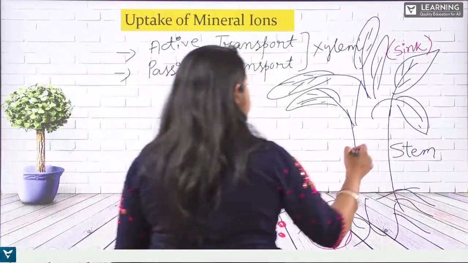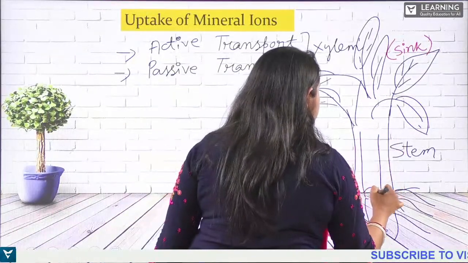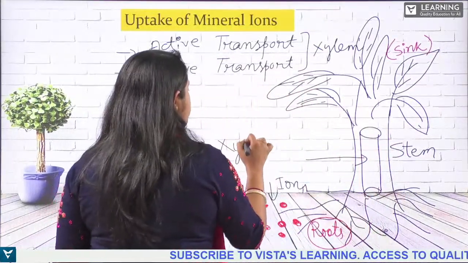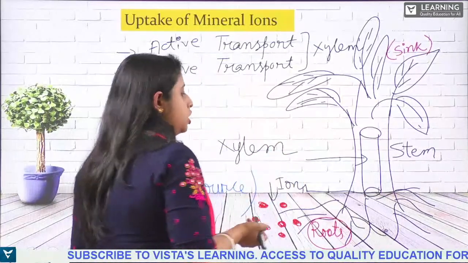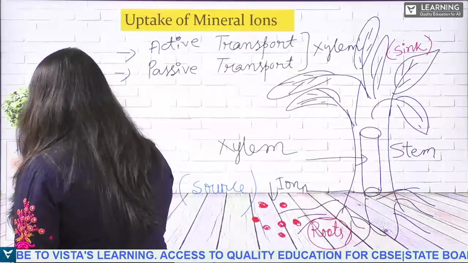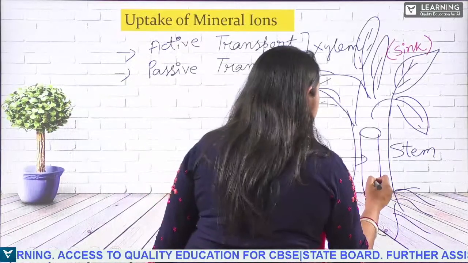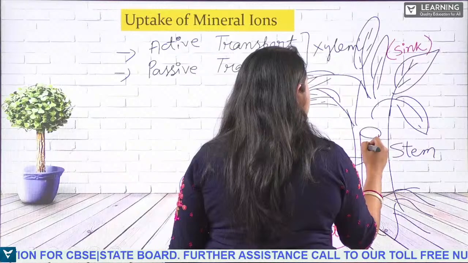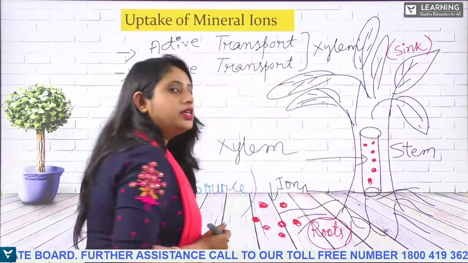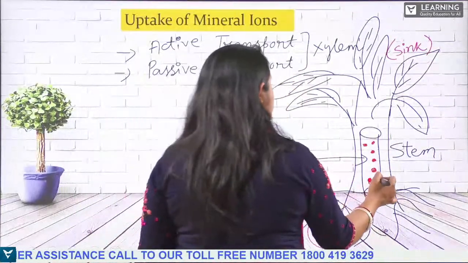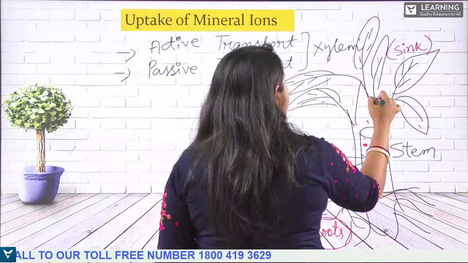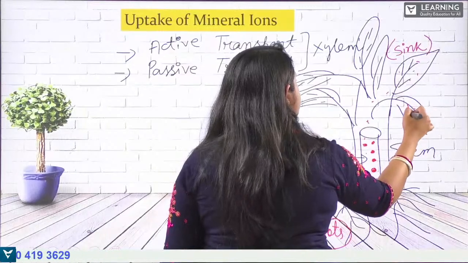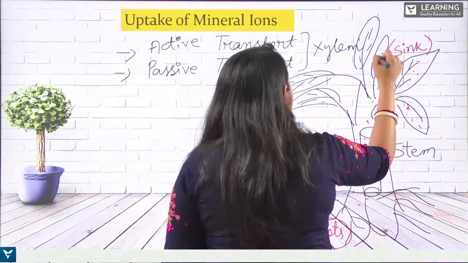It is the xylem. Here the xylem tissue is present. This is the xylem tissue. It will be carrying all the minerals through the trachea. Trachea is a non-living cell. So it will be carrying all the minerals to different parts of the plants. Is that clear?